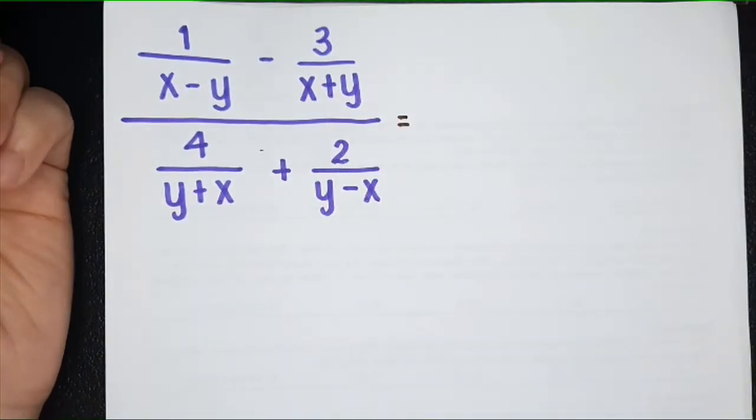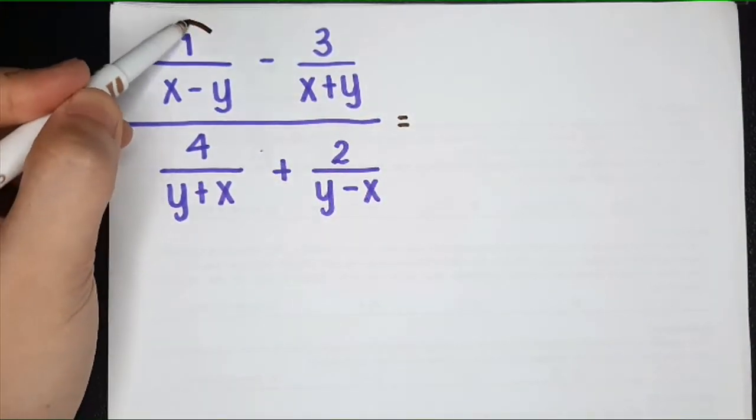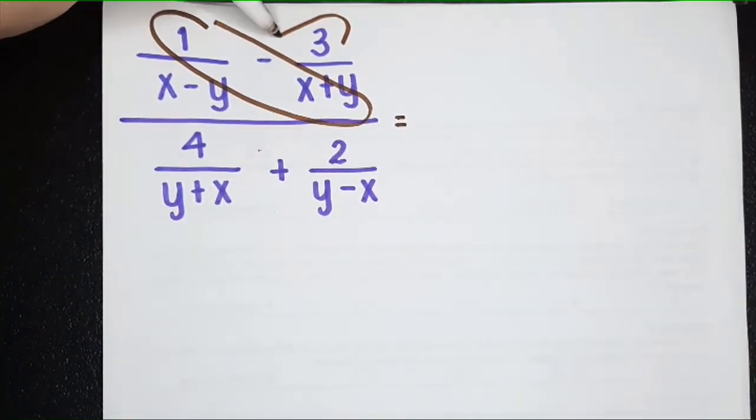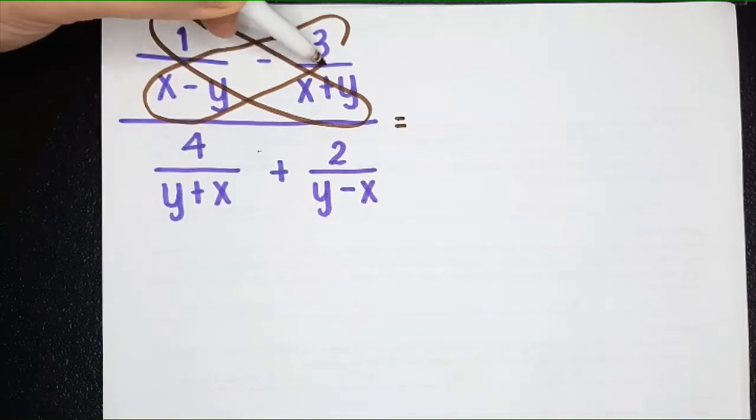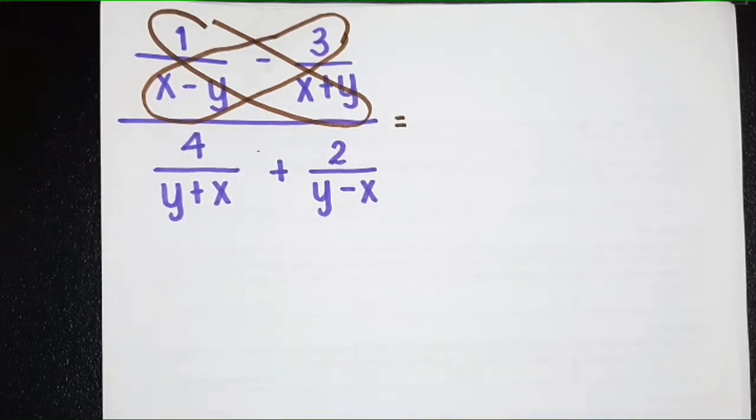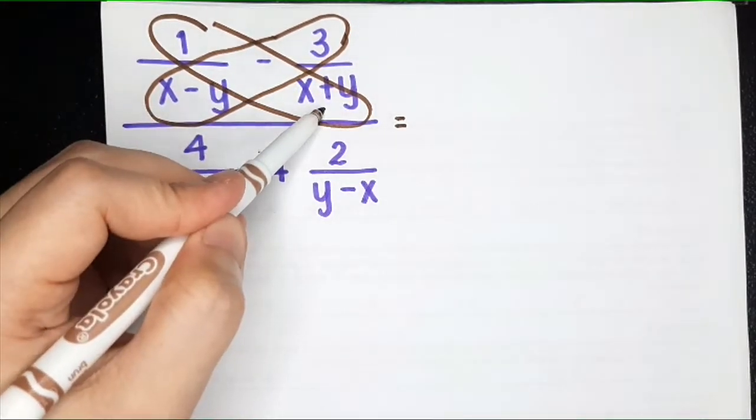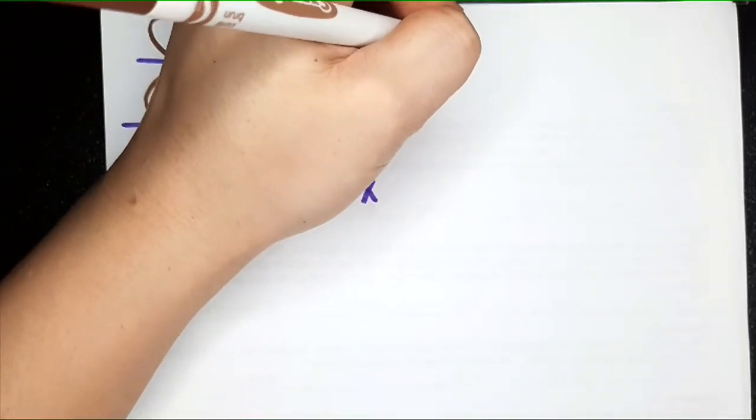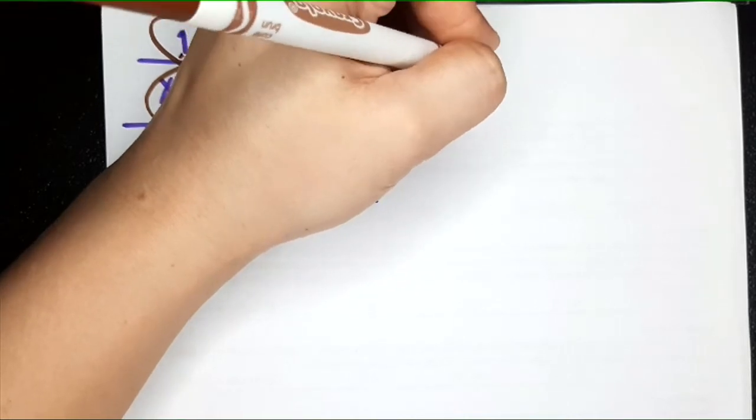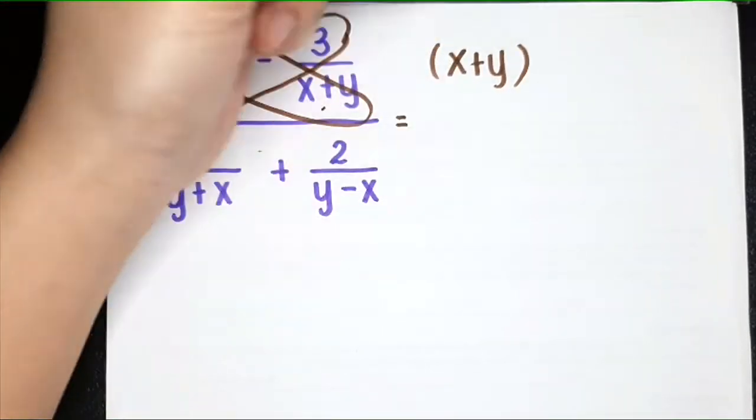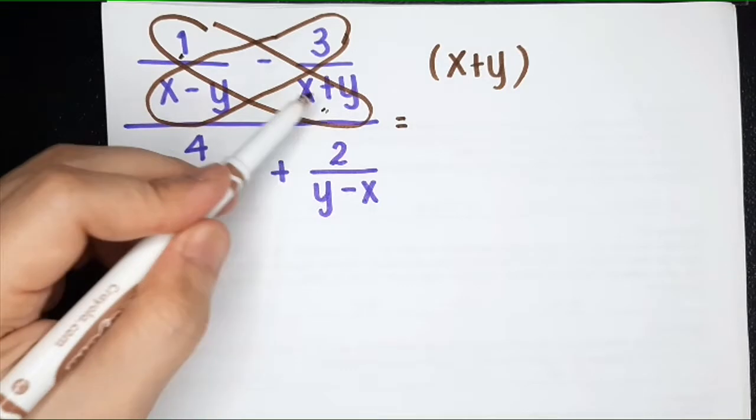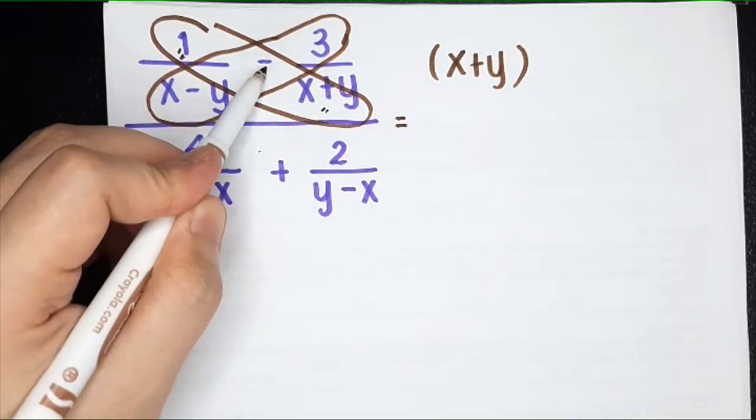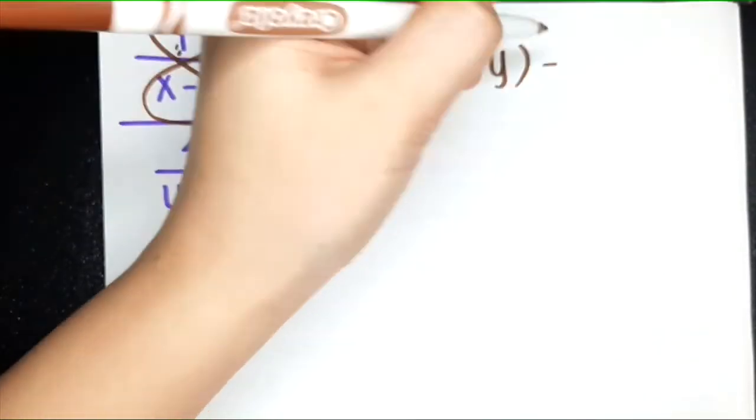To draw the butterfly, it's like this. What does that mean? It's like x plus y times 1. So, I'm going to write here x plus y. Because that's the answer here, x plus y times 1. And then, I'll copy this operation. It's minus. So, minus.